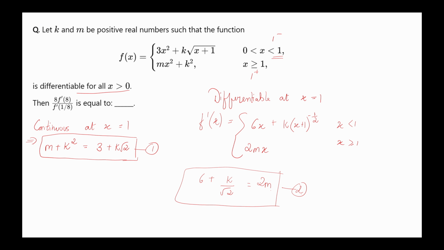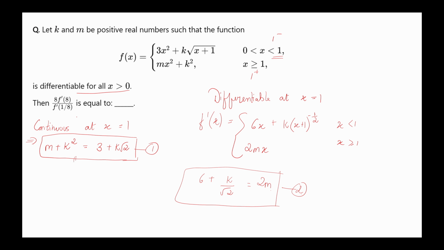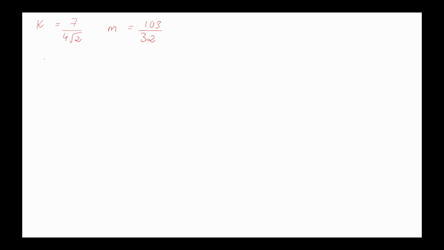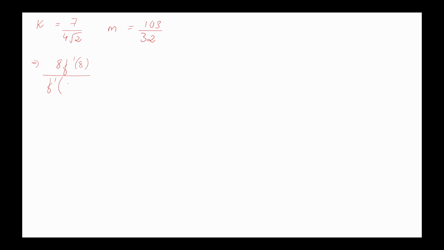So simply what you can do is you can divide this function by 2, put the value of m in this equation, and upon solving for k, you are going to get the value of k. And if you find out k, finding out m is a piece of cake for you. Now what do we have to find out? We have to find out 8 of f dash 8 divided by f dash 1 by 8.